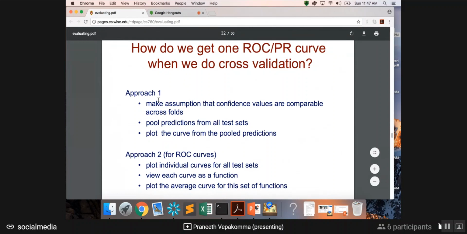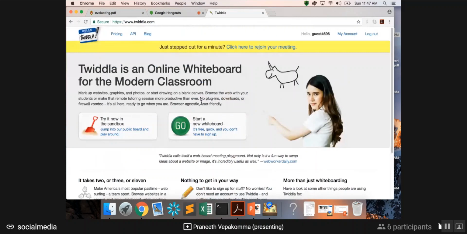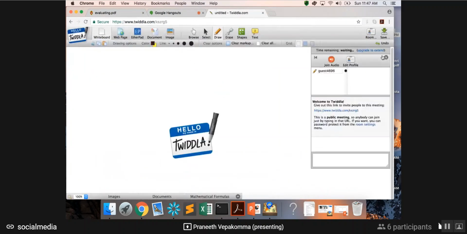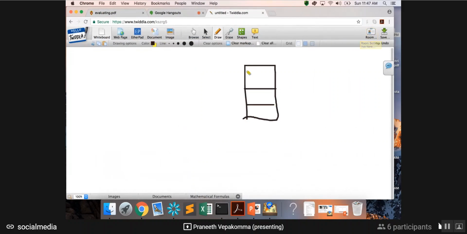So approach one, you make an assumption that confidence values are comparable across pooled predictions from all test sets, and plot the curve from the pooled predictions. So basically, what's happening is this. If you remember what's going on in cross-validation for any given parameter choice, in k-fold cross-validation, you have some different number of folds. And every time you're dropping a fold, right? So the first time you drop this fold, you use the rest to train your model, and then you make your prediction with your trained model on this fold, and you get some error.